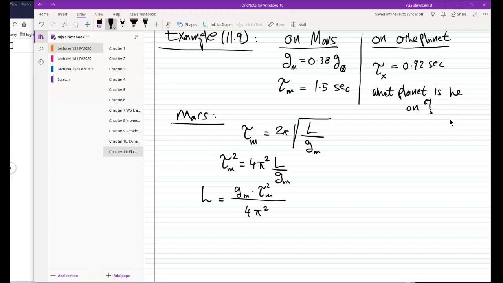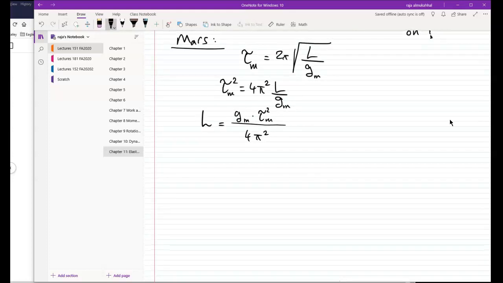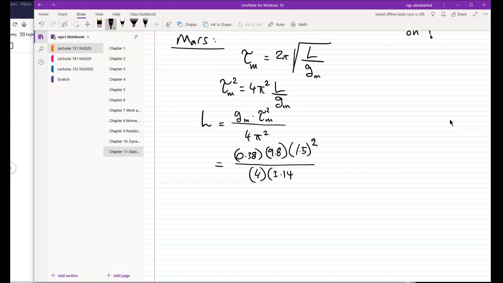There we go. I got the length of the pendulum. Plug it in. He said g on Mars is 0.38 that of Earth. So that's times 9.8, correct? The period on Mars, he said, is 1.5 squared, right? Given to us. Divided by 4 times 3.14 quantity squared. I need to calculate all of that, so I'm going to use my calculator to get this.